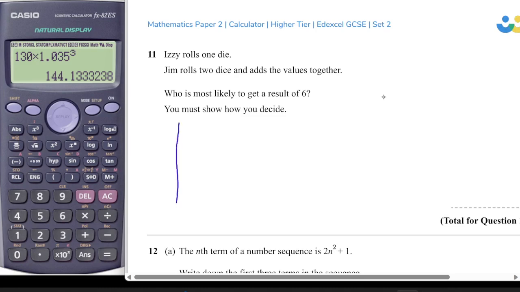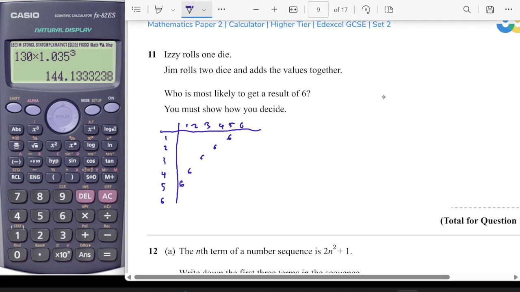So I think in reality, if we view it as a sample space diagram, 1, 2, 3, 4, 5, 6 and 1, 2, 3, 4, 5, 6. I'm not going to fill all this in. Jim adds the values together to get 6. So we've got a 6 there, a 6 there, a 6 there, a 6 there, and a 6 there. So we've got 1, 2, 3, 4, 5. So his probability, I should have said that this is Jim, is 5 out of 36.